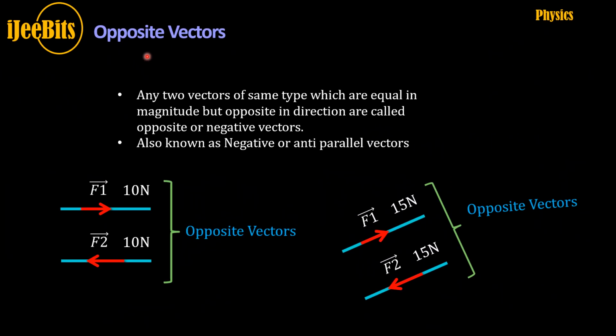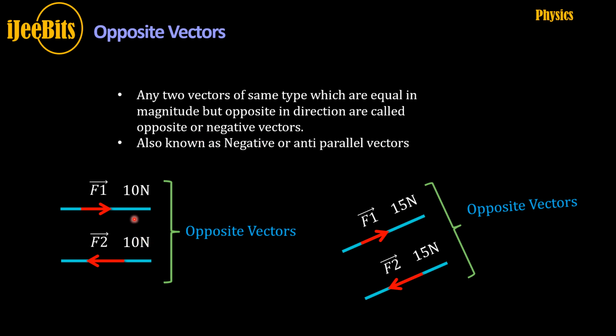Let's look at opposite vectors. What is meant by opposite vectors? I think you get a clue that probably the directions of the given vectors are opposite. Any two vectors of the same type which are equal in magnitude but opposite in direction are called opposite vectors. We also know them as negative vectors or parallel vectors.